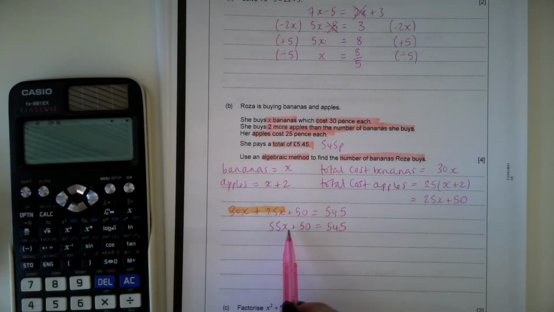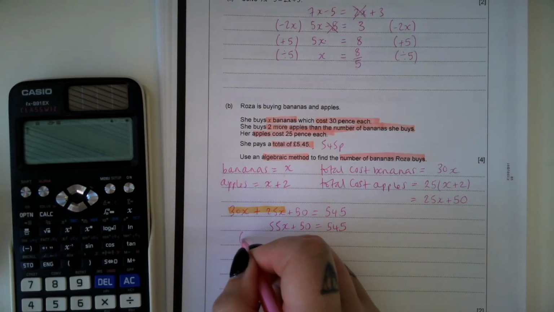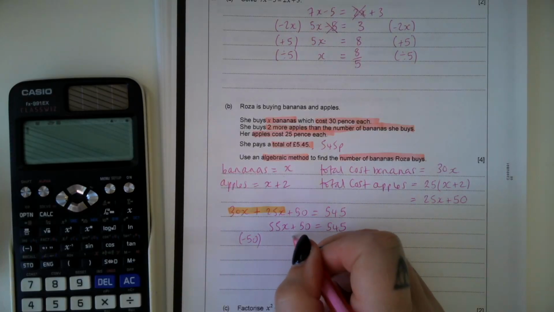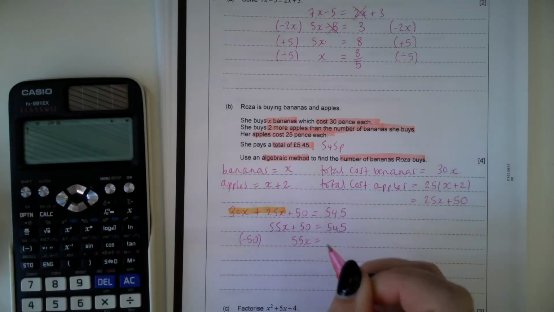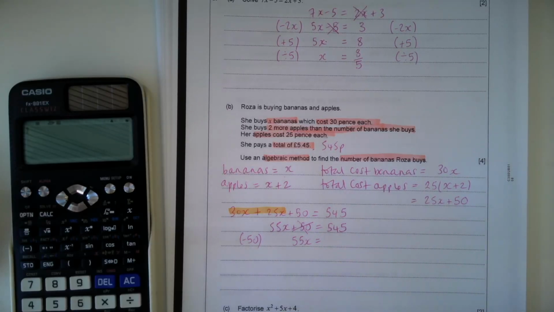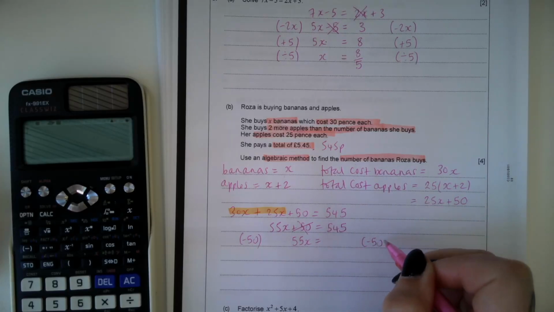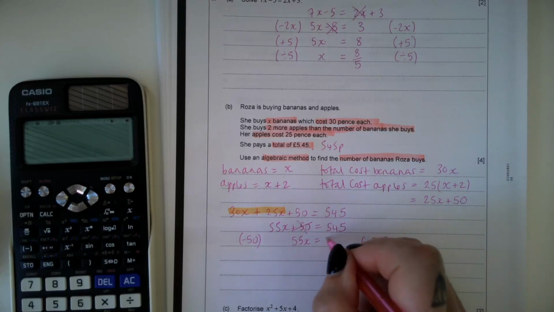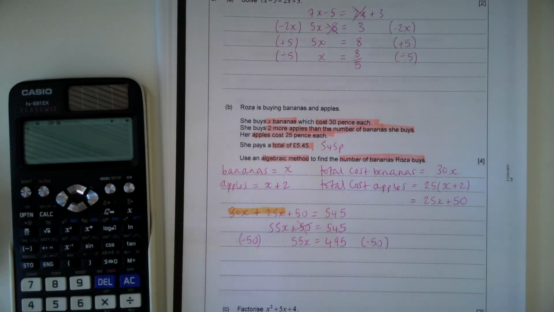Remember, I'm trying to isolate x so I can solve it, because x is my number of bananas. So I'm going to subtract 50 from both sides, because the opposite of adding 50 would be to subtract 50. When I subtract 50 from the left-hand side, it eliminates 50, because 50 subtract 50 is 0. When I subtract 50 from the right-hand side, 545 subtract 50 is 495.